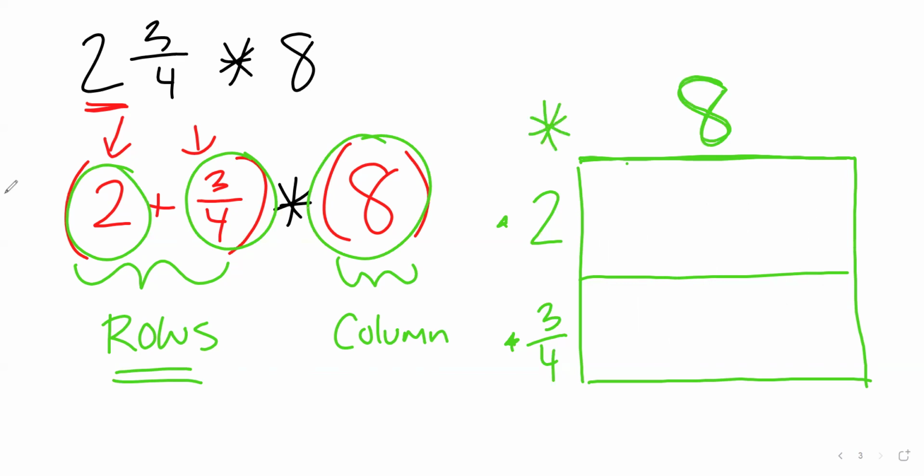In this section, I'm going to change the color, even though that wasn't in the steps. Here I'm going to take this row of 2 and multiply it by this column of 8. So that gets me 16. I'm going to circle that, because if I cut it 2 by 8, that's literally what I'd have. I'd have 16 squares. And then here I have 3/4 times 8.